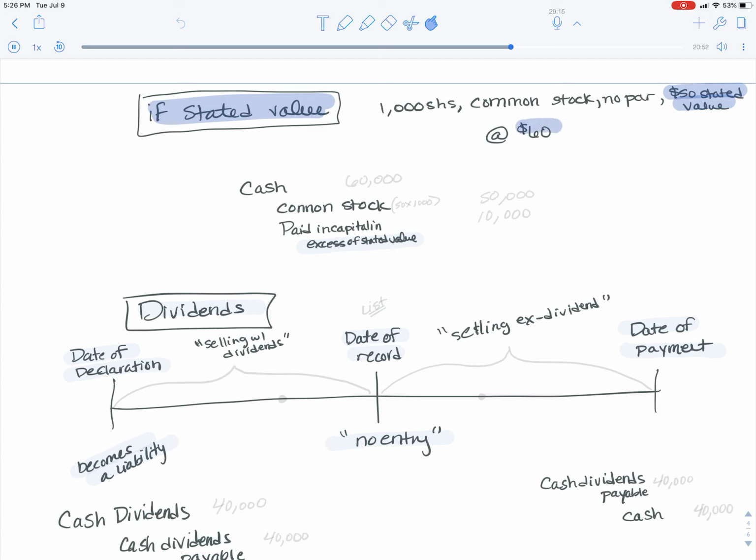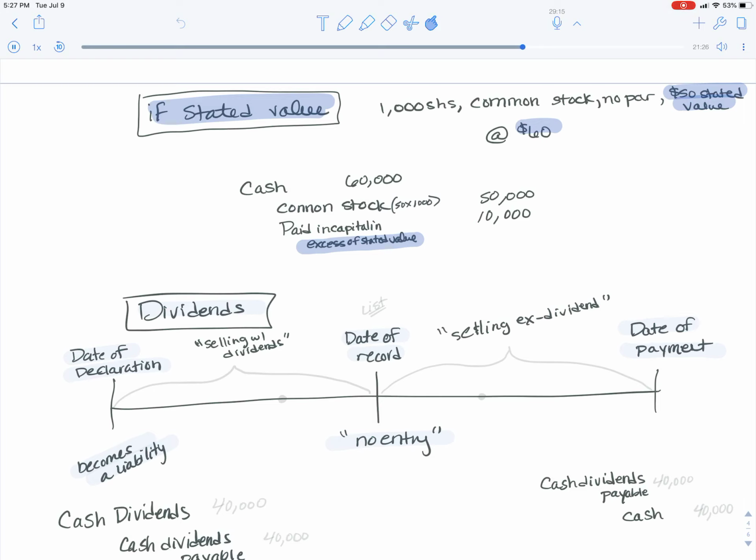So what we're going to do is figure out the cash amount we got. 1,000 shares at $60. That's $60,000 that we got in cash. And we're going to put the stated value of 50 into the stock account instead of par, because we don't have a par, but we have a stated value. And then our paid-in capital account is going to be called paid-in capital in excess of stated value, which is the extra 10. So that looks a lot like those par value problems.